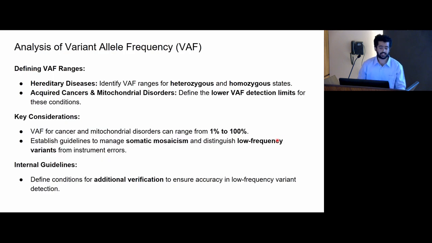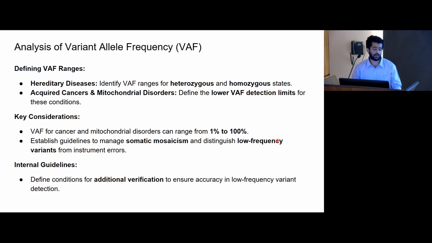So the next point is analysis of VAF. You need to define your VAF ranges based on the heredity of the disease. For hereditary disease, identify VAF ranges for heterozygous and homozygous states. In the heterozygous condition, you have one allele affected, which is equivalent to 50%. Based on the technique you're using, the VAF range might be 30 to 70%. You need to standardize on that. And in the homozygous state, both alleles are affected, so the VAF should average around 100%.